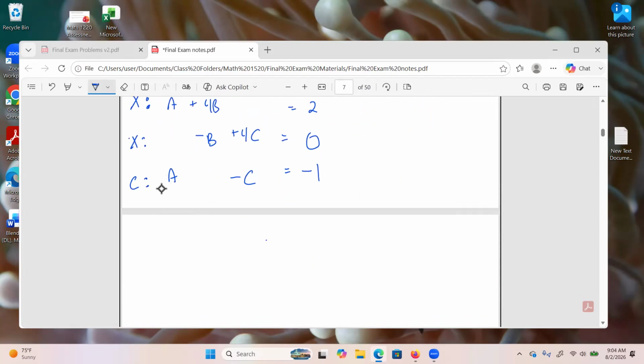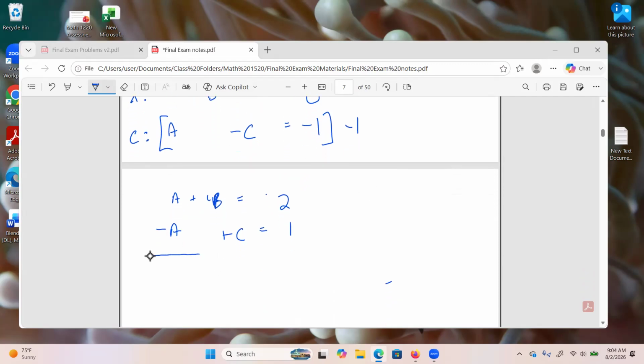So I'm going to take my last equation and multiply it by negative 1 because my goal is to get rid of my A's. So I've got A plus 4B is equal to 2, and I multiply this bottom equation by negative 1, so I have negative A plus C is equal to positive 1. Then we're just going to add these two together. The A's cancel. That was the point. I've got 4B plus C is equal to 3.